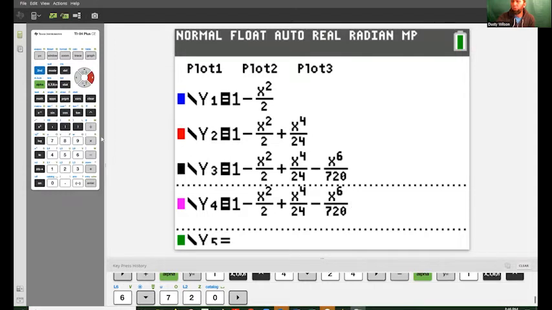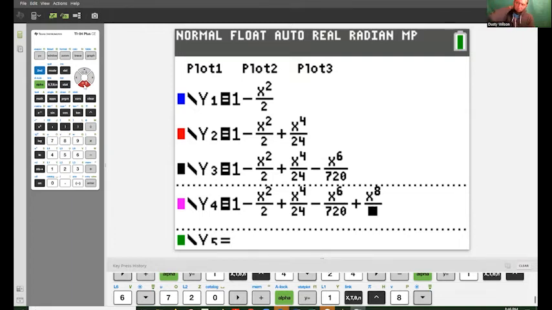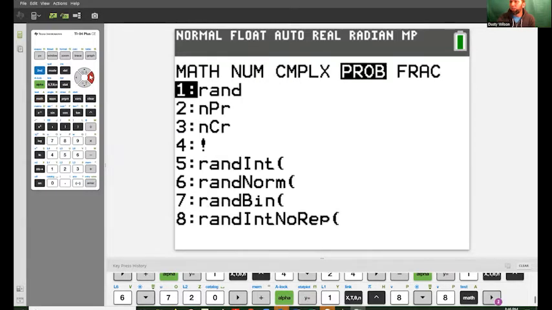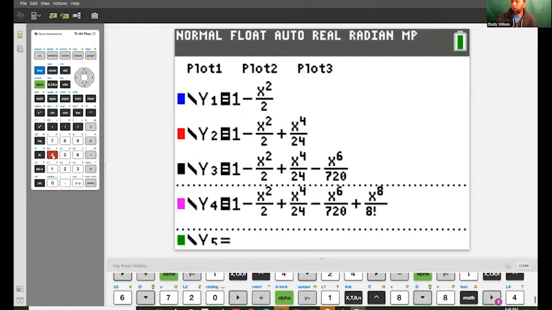So what could we guess? We know the next one's going to be plus. We know the numerator is going to be x to the 8th. How about that denominator? Instead of multiplying it out, 8 times 7 times 6 times 5 times 4 times 3 times 2 times 1, getting a big number, let's just type 8 factorial. So that would be 8, and then we go to the math menu, and I think it's under probability. Probability, and the 4th option down will be the factorial. So we have our y4. So let's look at the graph.